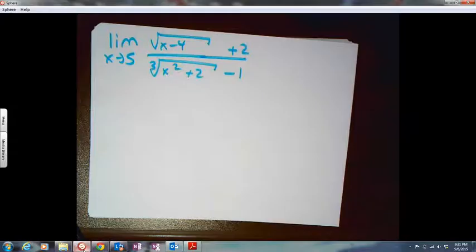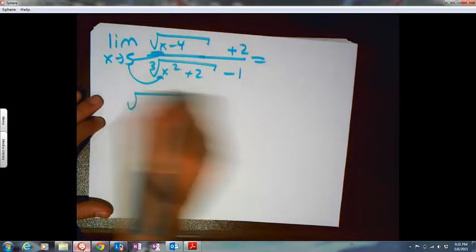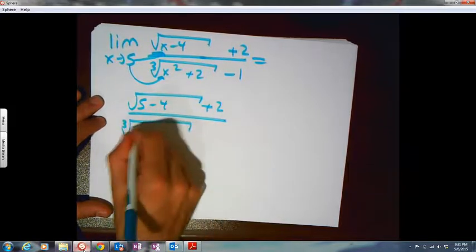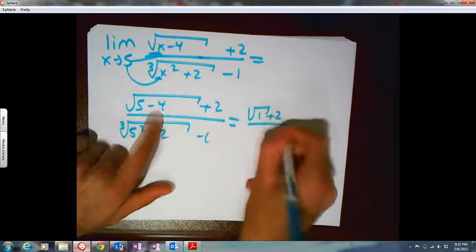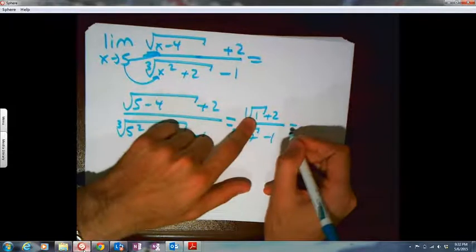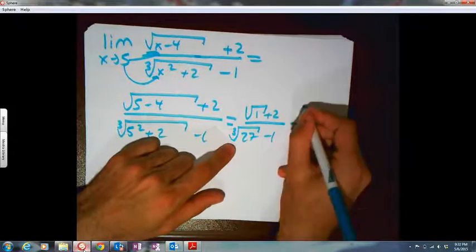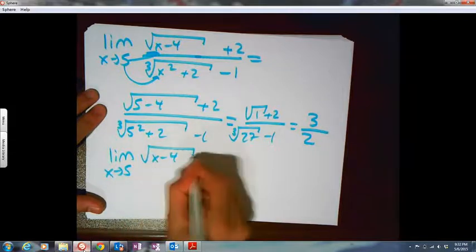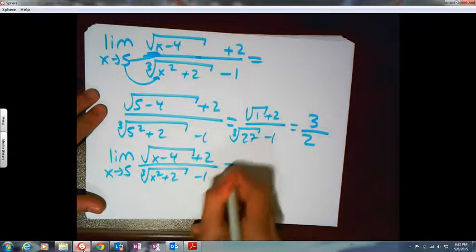Folks, anytime you have a limit problem, step 1 is plug in the value. So we get square root of 5 minus 4 plus 2 over cube root of 5 squared plus 2 minus 1. 5 minus 4 is square root of 1 plus 2 over the cube root of 25 plus 2 is 27 minus 1. Square root of 1 is 1 plus 2 is 3. Cube root of 27 is 3. 3 minus 1 is 2. So limit as x goes to 5, square root of x minus 4 plus 2 over the cube root of x squared plus 2 minus 1 equals 3/2.